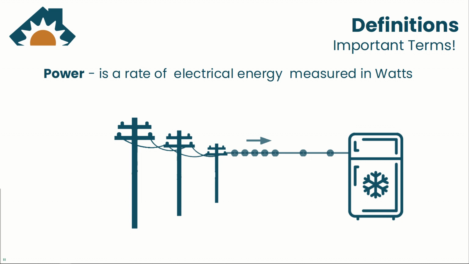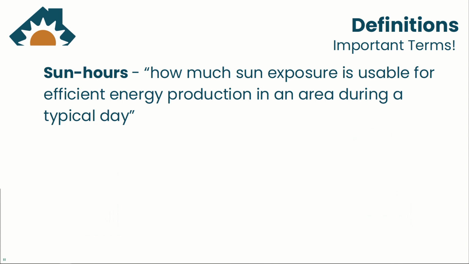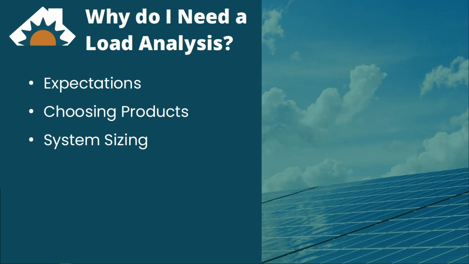Power is a rate of electrical energy measured in watts. Energy is the ability to do work or work already done. Power over a period of time. Sun hours. Sun hours is a way to quantify how much usable energy your location is able to harvest.